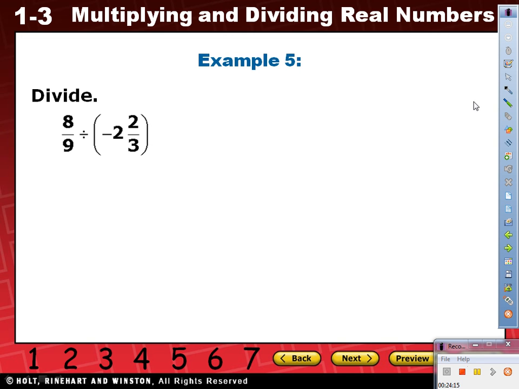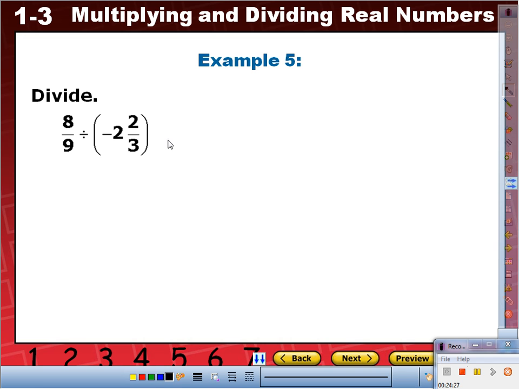Example 5. Copy this one. It says divide 8/9 divided by negative 2 2/3. Okay, let's do this one together. First, get the signs. Are they the same sign? No, so our answer is going to be a negative. Write it out, please, so you won't forget. First fraction stays the same. Change the division to multiplication. And you're saying, wait a minute, how do I flip this? We need to make it into an improper fraction. So 3 times 2 is plus 2. 8 over 3, and it's a negative.